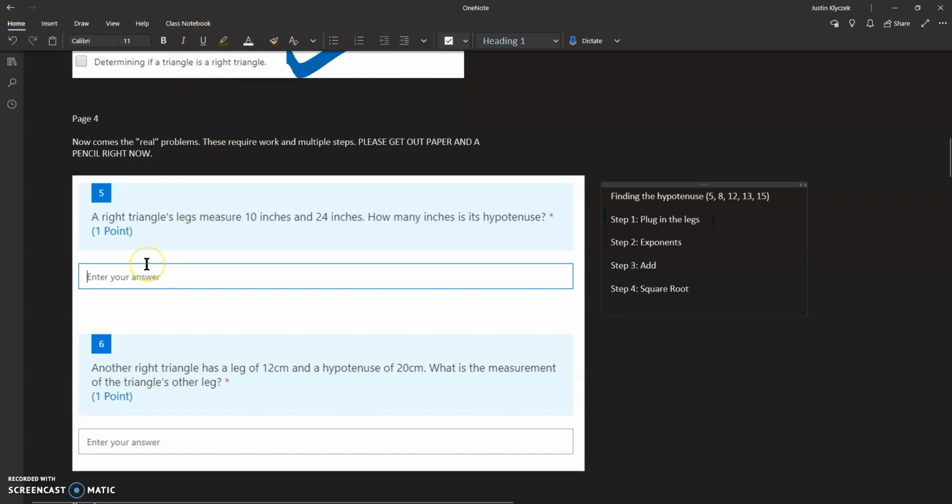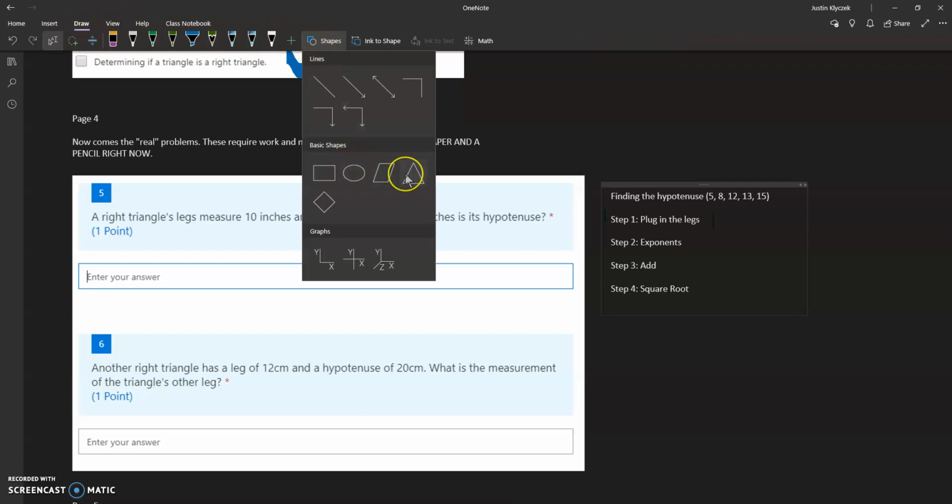measure 10 inches and 24 inches. So before we do anything else, let me go ahead and just draw a right triangle here to make sure that we have this shape.